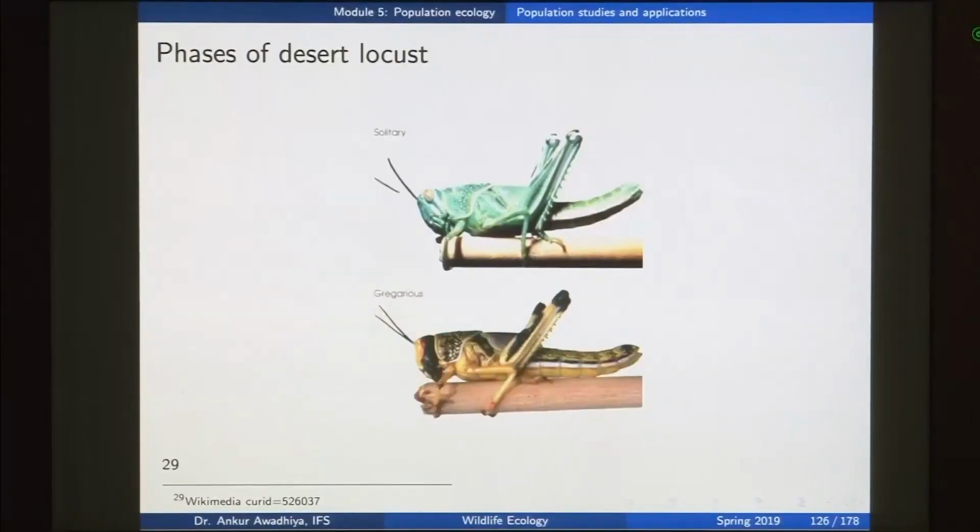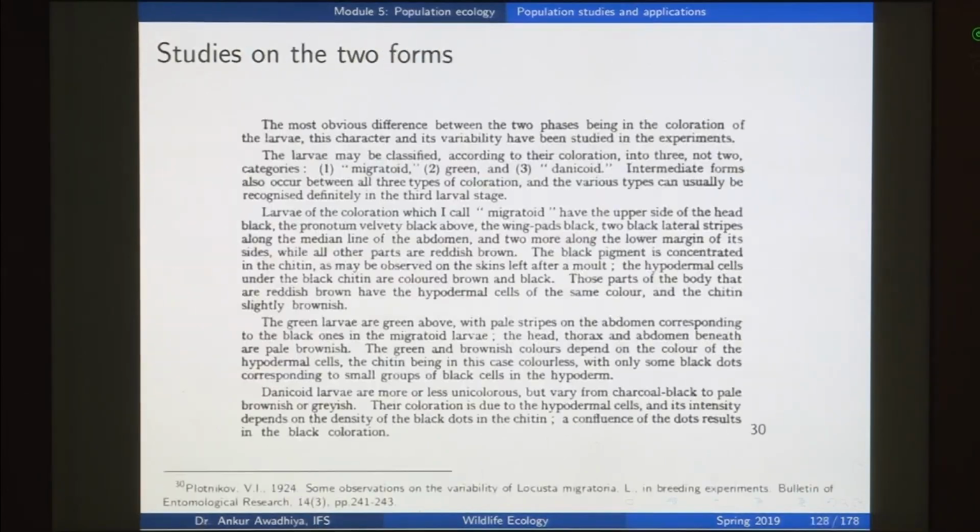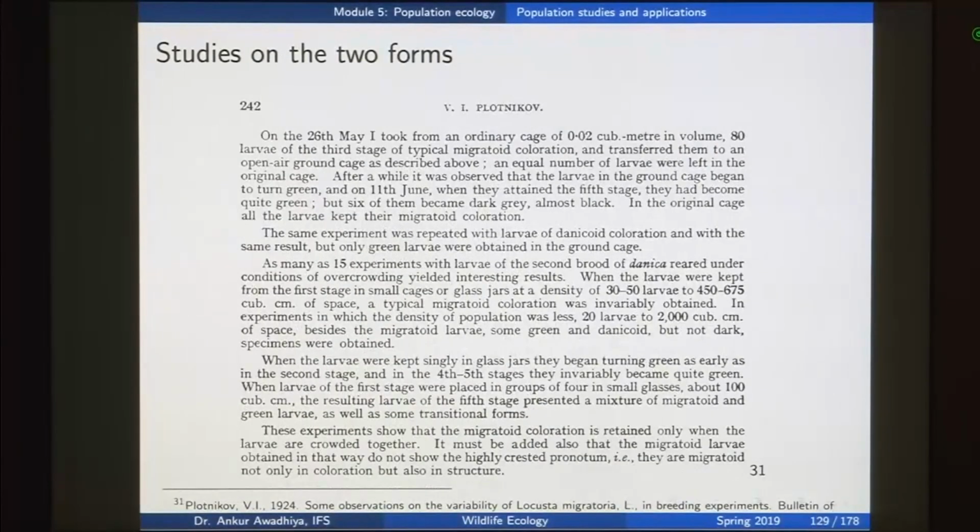Now, just as we had seen that you have these two varieties and you can very easily make them out using their colors, similarly you can look at the larvae also using their colors. So, that is the first level of understanding that we get. This is how you proceed in doing any population study. The first thing is to look at the population and to describe things. So, he further writes, on the 29th of May, I took from an ordinary case. So, he is describing an experiment in this case. Now, what was the experiment?